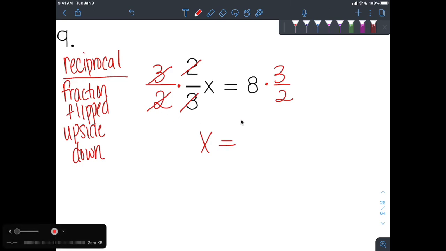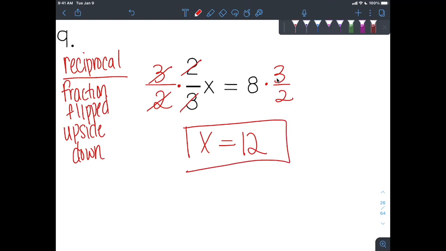Now all I have to do is do this operation over here. And I can do this in any order that I want to. I can say 8 times 3, then divide by 2, or I could do 8 divided by 2, then multiply by 3. So I'll do the second one. 8 divided by 2 is 4, times 3 is 12. And we get the same exact answer.